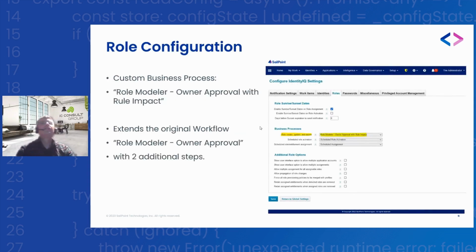Let's have a look. The configuration that is required is actually under IdentityIQ settings. If you go to the roles tab, we have the business process for role creation, update, and delete. There we have extended the original workflow for the owner approval with 2 additional steps, and the new business process is called owner approval with rule impact. After you have installed the plugin, you have to adjust here the business process to the new workflow.